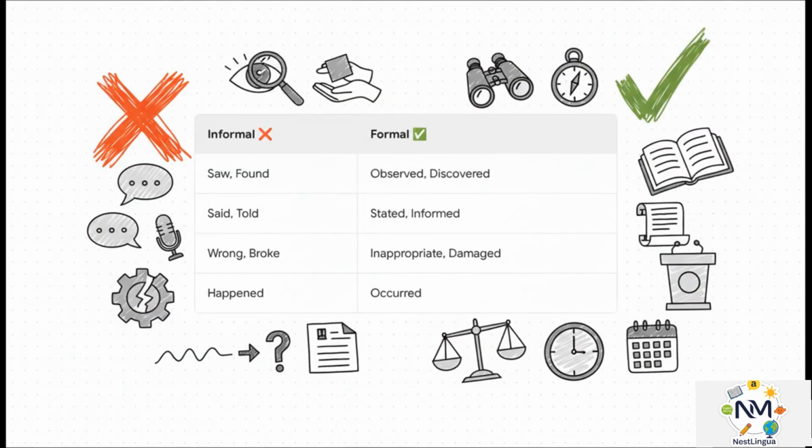Let's make this super practical. Just by swapping out a few simple words, you can instantly make your writing sound more professional. So instead of saying you saw something, use observed. Instead of broke, try damaged. And swap out happened for the more formal occurred. Honestly, these small changes make a massive difference in the overall tone of your report.